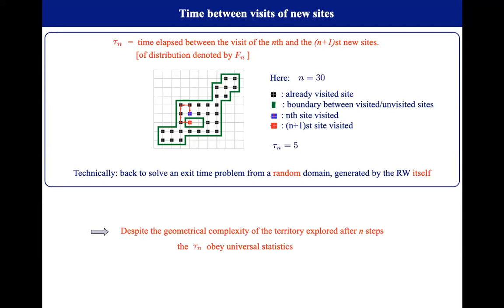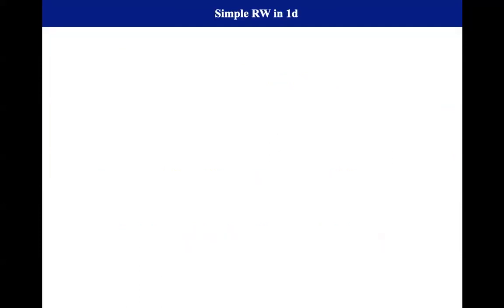And what I would like to do today, and this will be very simple, I will use only scaling arguments, and we'll try to show that despite the complexity of this domain, the statistics of tau n actually obeys universal statistics. So I will start from the example of a very simple one, a one-dimensional simple random walk, because in this case, even if the tau n had not been considered, everything is implicitly known.